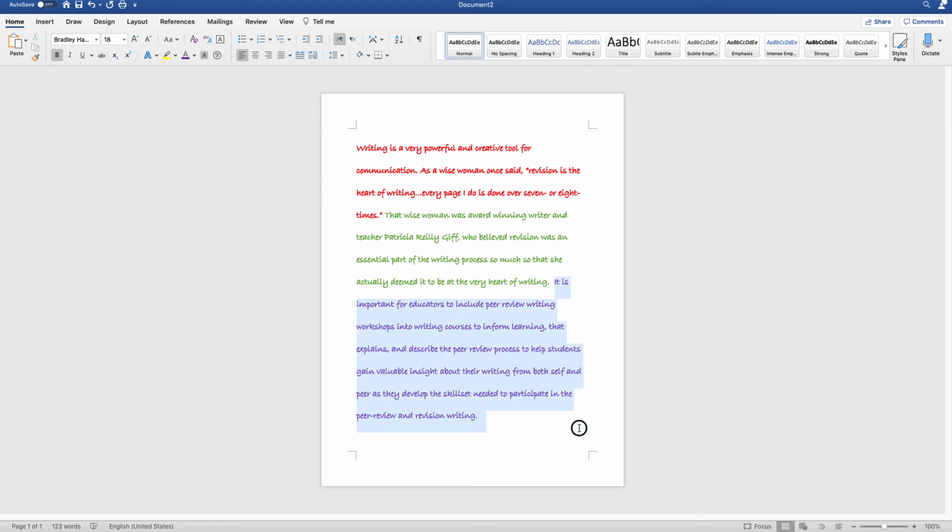And this is the thesis statement. This is what I'll be talking about. This is what I talked about further down in my discussion. So, it is important for educators to include peer review writing workshops into writing courses to inform learning that explains and describe the peer review process to help students gain valuable insight about their writing from both self and peers as they develop the skill set needed to participate in the peer review and revision writing process.